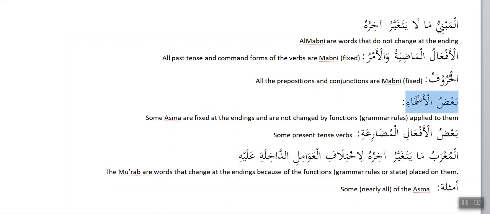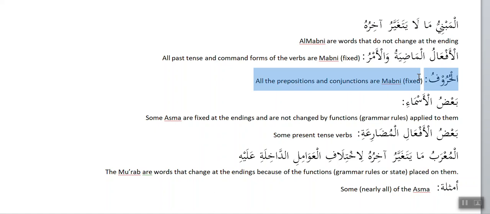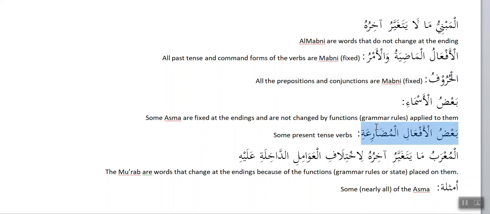Also, some asma, ba'd al-asma, would remain fixed, and some present tense for ba'd al-af'al al-mudari'ah, some present tense verbs. So going over this quickly, al-mabniyu ma la yataghayyaru akhiruhu. The mabni are the words in which the ending do not change. Examples of those are all past tense verbs, all command form of the verbs, all the huruf, some of the asma, and some of the present tense verbs.